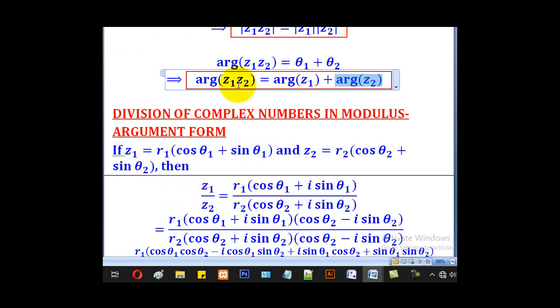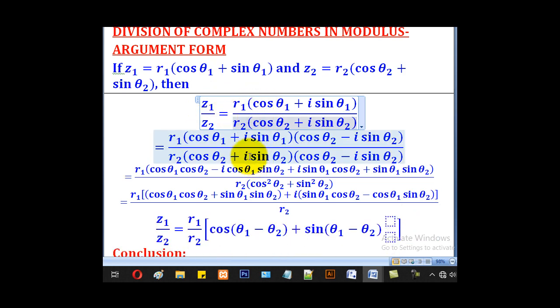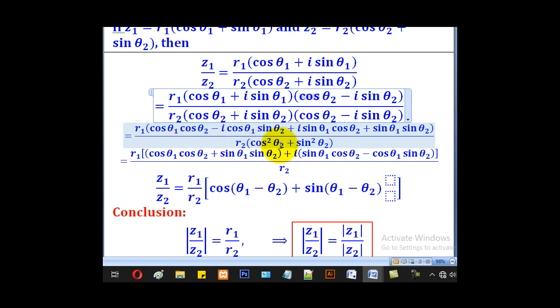What about division? If z1 is that and z2 is that, we divide z1 over z2 to get that, and here we multiply up and down by the conjugate of the denominator, so that we remove the imaginary part from the denominator. Down, opening brackets, this is a difference of two squares. For the numerator, we multiply this times this, plus this times that, and so on. So you come up with this line.